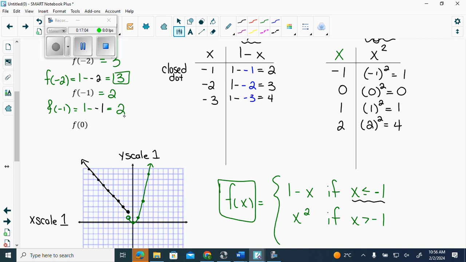F of 0. F of 0 is 0. Which equation's domain represents the 0? The top or the bottom? Which one of these contains 0? X is less than or equal to negative 1, or x is greater than negative 1? The bottom one, x is greater than negative 1. This one includes 0. And by the graph, you can see it includes 0, because the green graph is the second one, right? So I'd plug it into the second one. So I'd say f of 0 equals 0 squared, which is 0. Same answer.